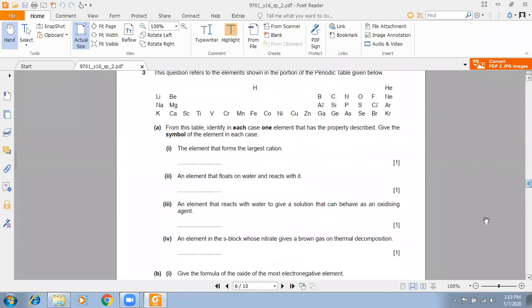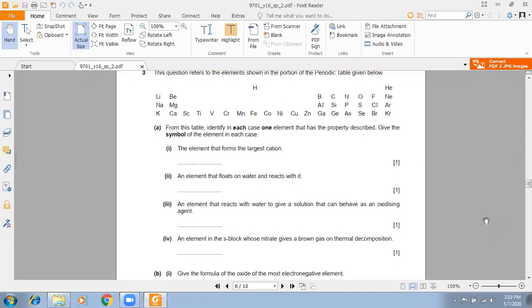So first of all, you need to see which elements can react with water and which cannot. And when it reacts with water, it behaves as an oxidizing agent. Okay, so you have to be very careful for this question. So we can think of sodium, potassium. These metals react with water, but what do they form? They form sodium hydroxide and hydrogen. So none of these are oxidizing agents.